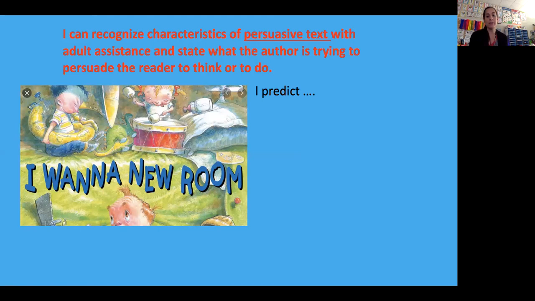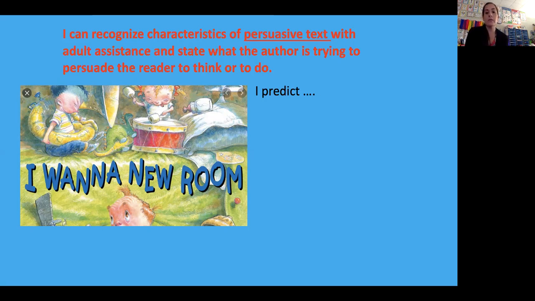So yesterday we made a prediction before we read. So today I want you to think about and predict what you think is going to happen in this text, or predict maybe why they want a new room, since the title says I Want a New Room. And as you're thinking about your prediction, I want you to write it down on a piece of paper, because at the end of our lesson, you're going to write that and upload it to Seesaw so we can see what your prediction was today. If you need to pause the video now to look at the front cover and think about your prediction, you can. Or if you have already written that down, we can go ahead and move on.